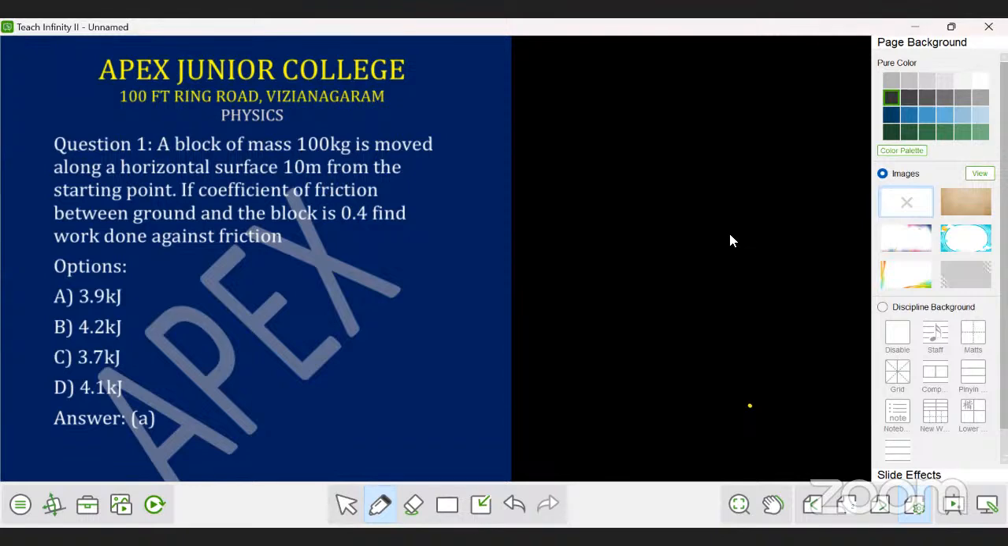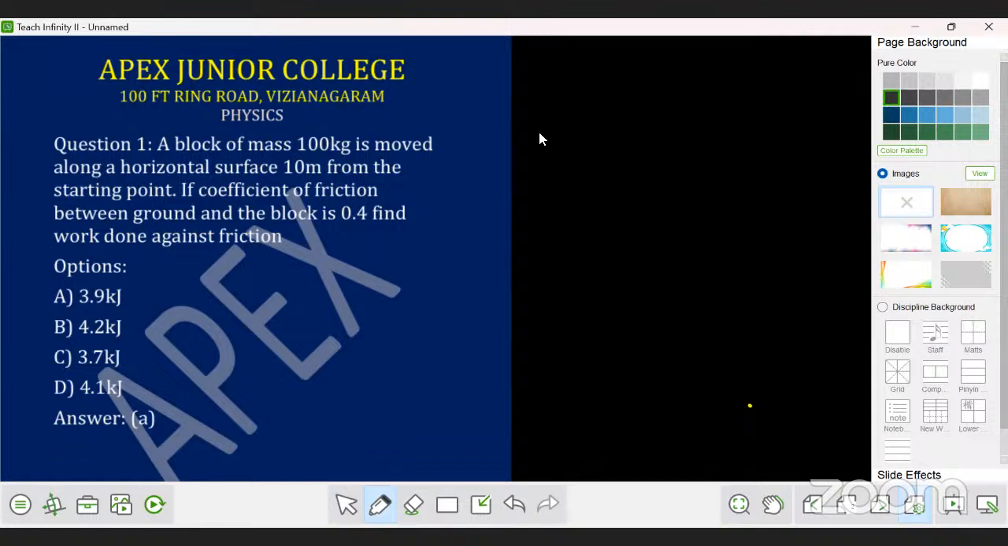Question number 1. A block of mass 100 kg is moved along a horizontal surface 10 meters from the starting point. If the coefficient of friction between the ground and the block is 0.4, find the work done against friction.